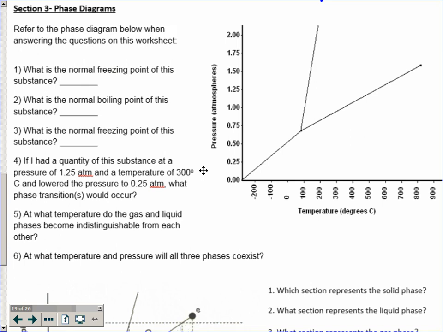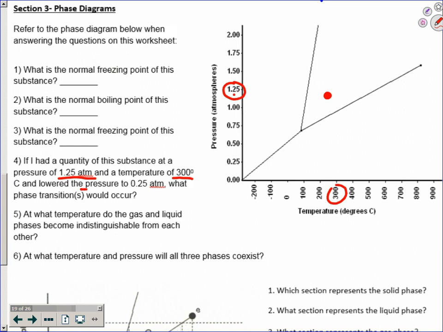All right, eyes back up here for me. On this question 4, they like to ask questions like this as multiple choice on your final exam. So this is a good one to make sure you're comfortable with. If I had a quantity of substance at a pressure of 1.25 and 300 degrees Celsius, what state of matter am I at that intersection? Okay, so 1.25, and then you look at 300. So about right there, right? So you put a point there to say that's my initial starting point.